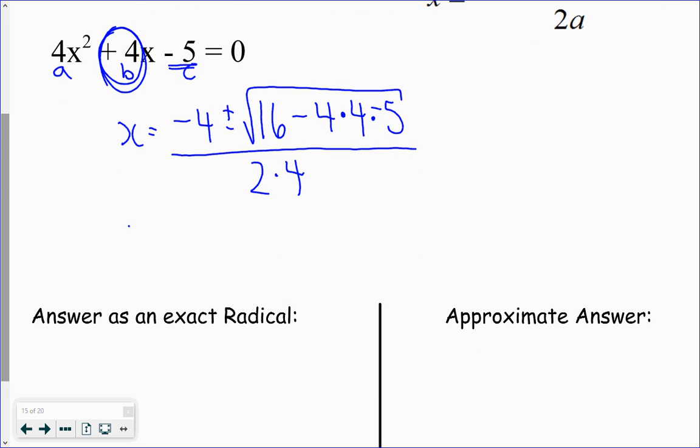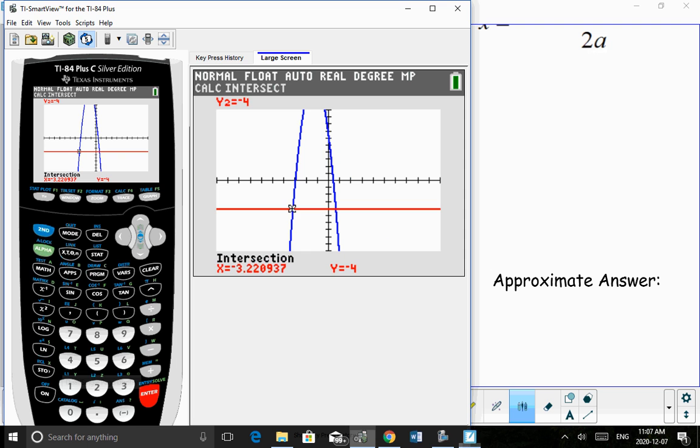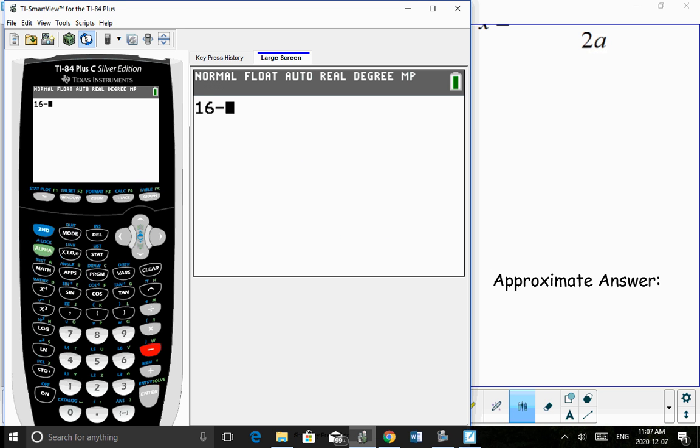So now we're just going to use our calculator to help us simplify. We're going to plug that part in. Don't hit the square root sign, just plug in that number. So we've got 16 minus 4 times negative 5. So 16 minus 4 times negative 5, and I get out 96.